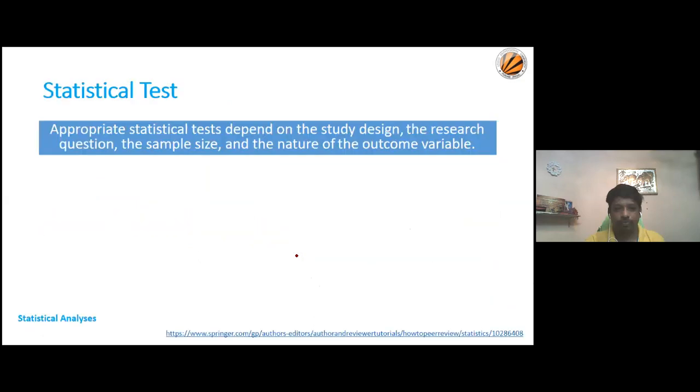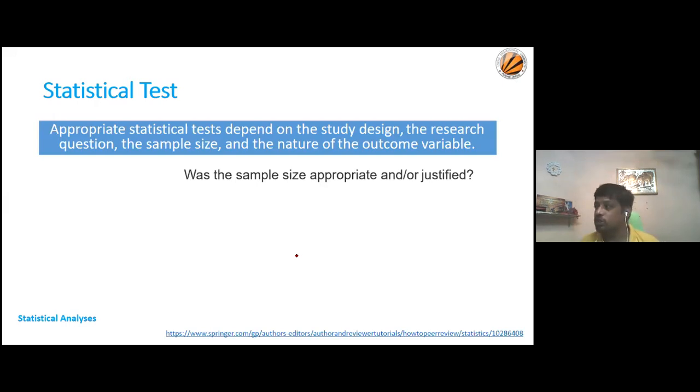The appropriate statistical test depends on study design, research question, sample size, and the nature of your outcome variables. You cannot simply choose to do a t-test; it is decided by your study design, research questions, sample size, and the nature of your outcomes. Before selecting a statistical test, you should confirm that the sample size is appropriate or justified.